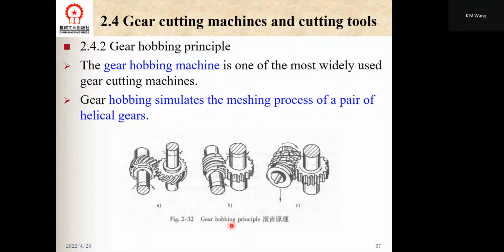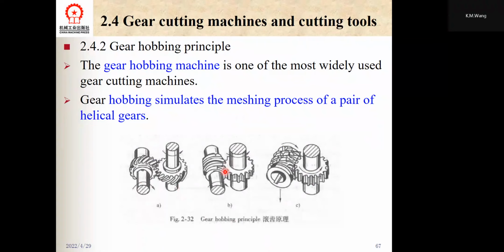The gear hobbing simulates the mesh process, as shown in this picture. If one of the two meshing gears has only several teeth, or even one tooth, with a very small pitch angle, the helical gear becomes a worm, as shown in this picture.